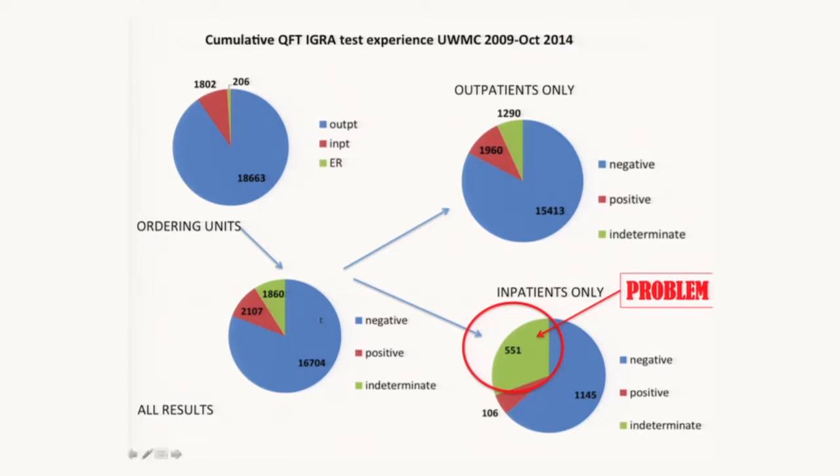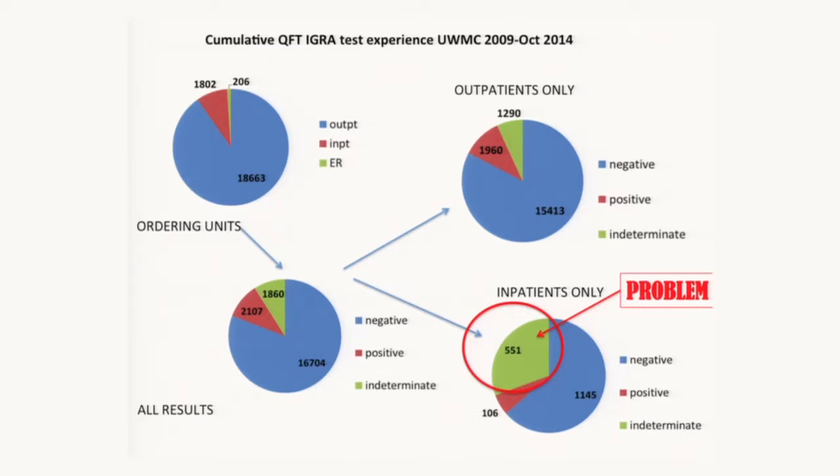Down here is a high-level summary of all of the results, where our positives are about 6 or 7%. That's about where they should be for a mixed U.S. population. About 85% of them are negative, but there's this big bad green slice, which is the indeterminate slice. This is the overall summary of our results since we started doing the test. And if we divide this between the outpatient tests and the inpatient tests, I think you can immediately see that the proportion of indeterminates on the inpatient side is much higher.